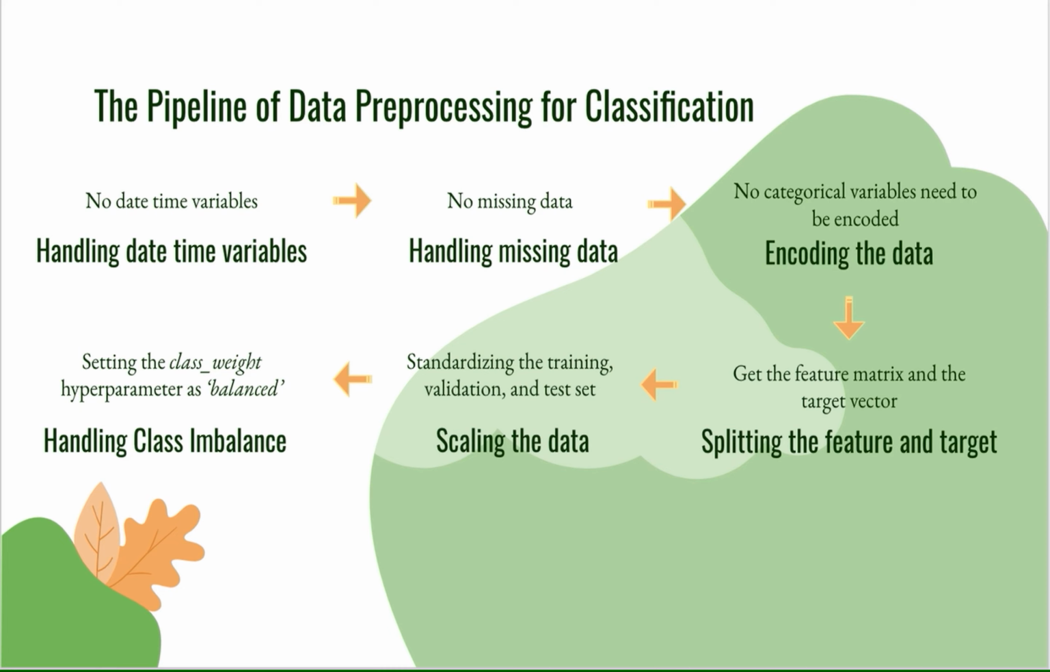After all the above steps are done, we split the data to get the feature matrix and the target vector. If we train a model on data with such different scales, the prediction accuracy would be significantly lower. So we have to standardize or scale the data. Each dataset has the problem of class imbalance, and we address this problem by setting the class weight hyperparameter as balanced when we fit the model.